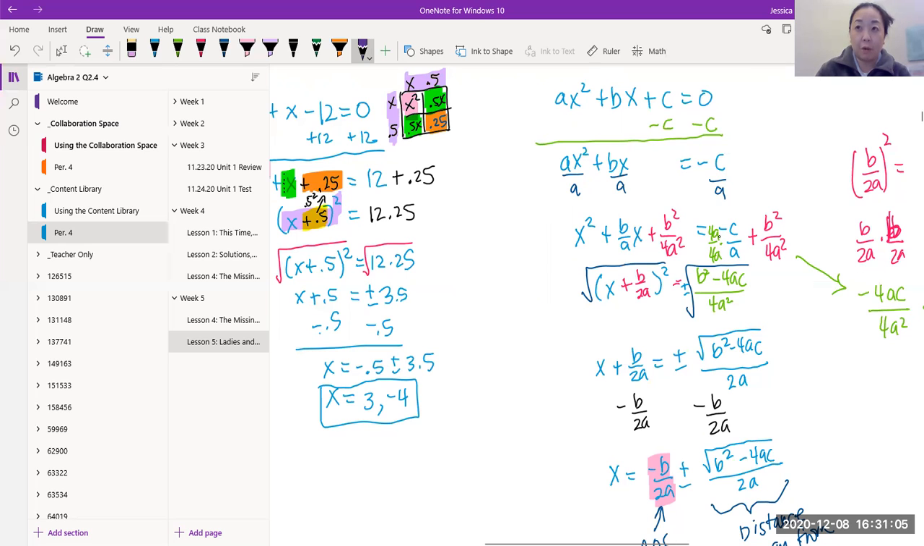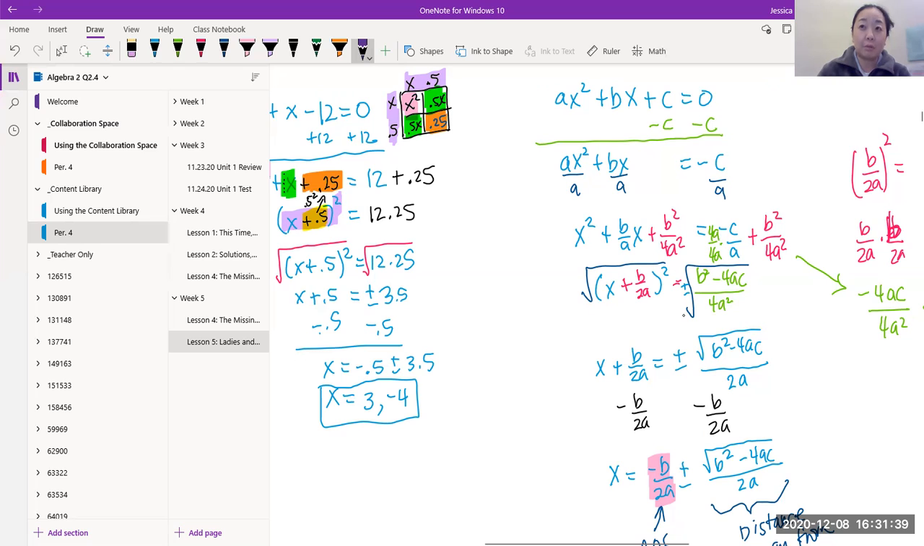Which means, literally, what's 4a divided by 4a? 1. I'm literally not changing the value. If I'm multiplying by 1, I could do that all day long, and I'm not going to change the value. I'm just going to change the way it looks. So what is 4a times -c? It's minus 4ac. I put this in the back because I want it to look like something, and there's no rule against that. And then here's my b squared. Notice it's positive, so it's just going to be positive b squared minus 4ac. And then that's again over 4a squared. Okay, so that's what I had.